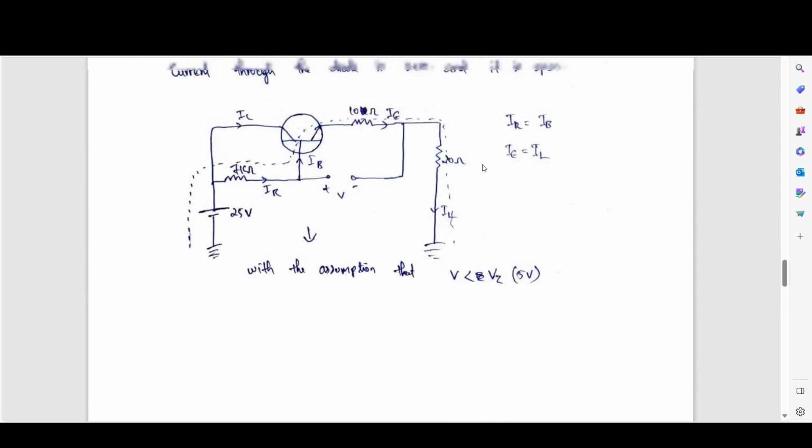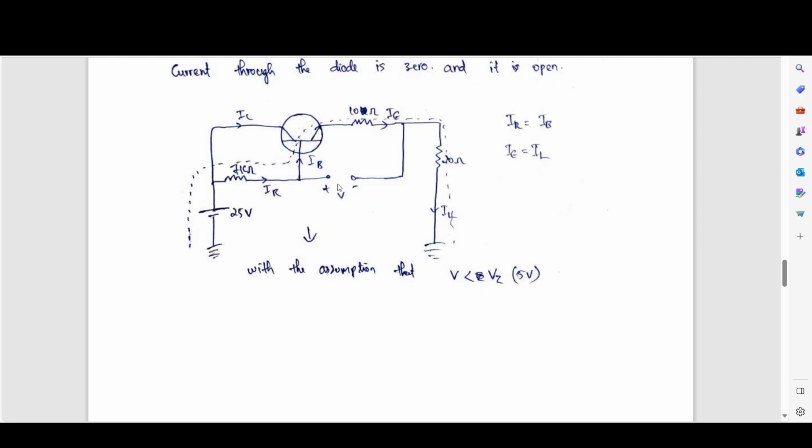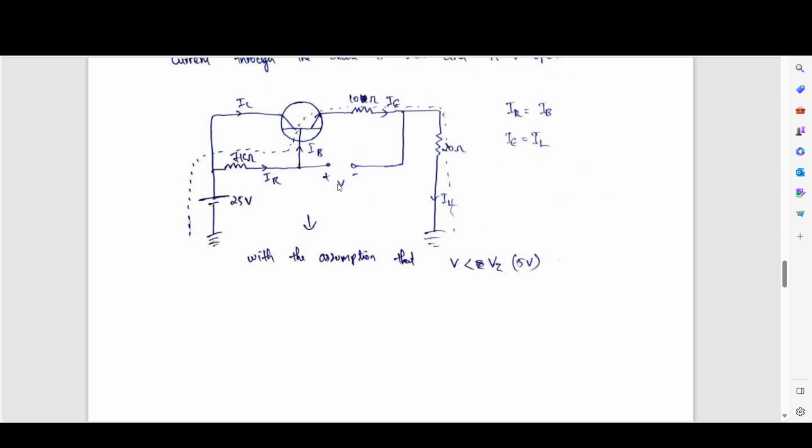So you see, what was our assumption? The voltage across this is less than the Zener voltage, V less than Vz, 5 volt. So that was our assumption, and that we have to verify later.